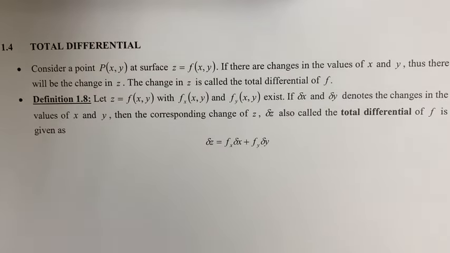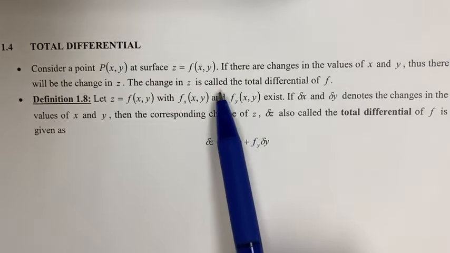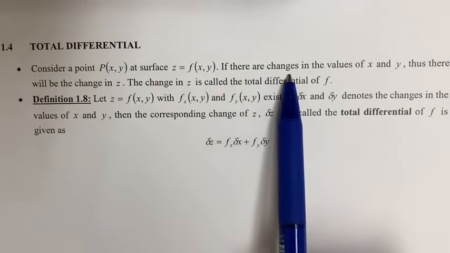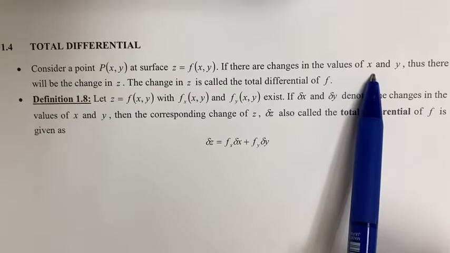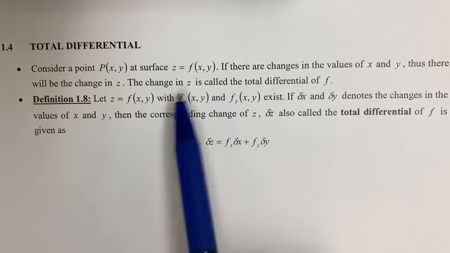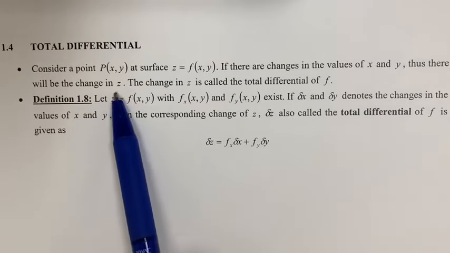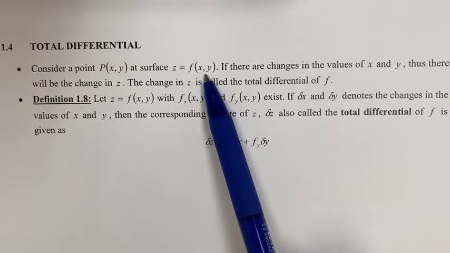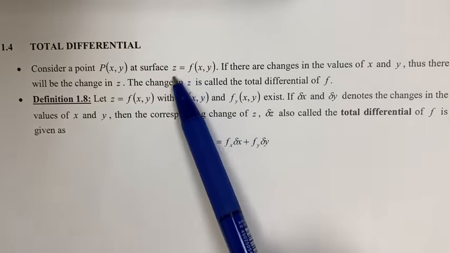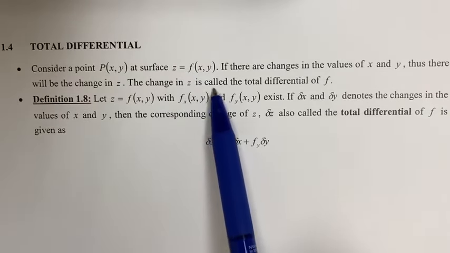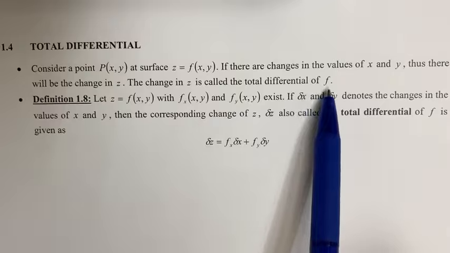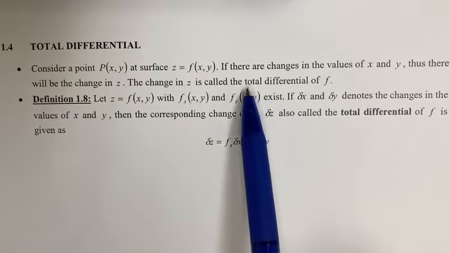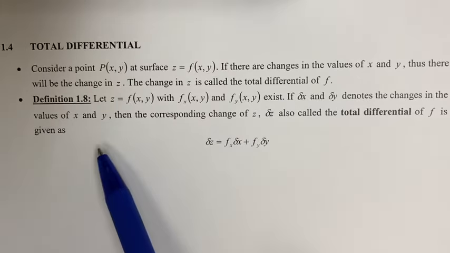Moving to subtopic 1.4, total differential. Okay, consider a point P(x,y) at surface z equals f(x,y). If there are changes in the values of x and y, thus there will be a change in z. Of course, if x and y change, so z might change as well. The change in z is called the total differential of f. Okay, so this is what it means by total differential.